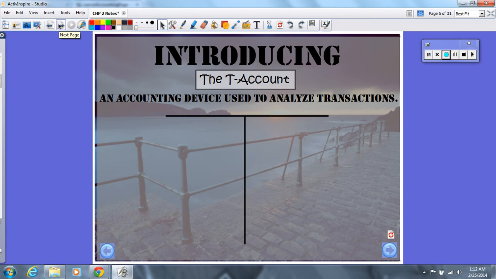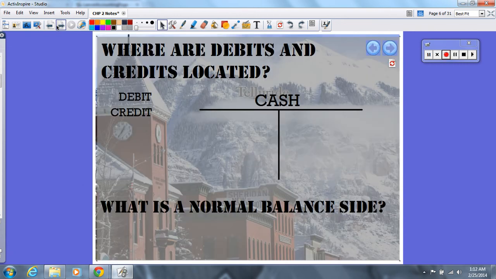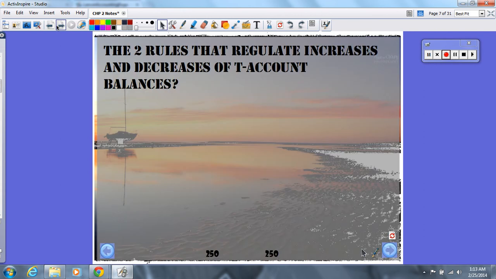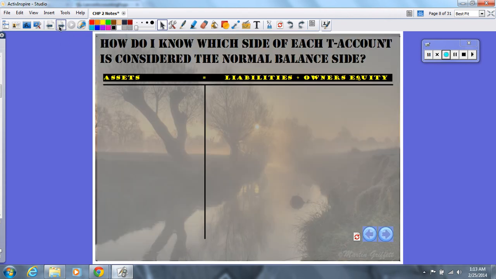But some of the things you learned were what a T account is, what it looks like, where debit and credit are located on a T account, and what the normal balance side means, the side that always increases. You learned the two rules that regulate increases and decreases of T account balances, meaning that the normal balance side is the side that increases, and the side opposite of that is the one that decreases. Alright, so now how do I know which side of each T account is considered the normal balance side? How do I know which side is the side that increases?